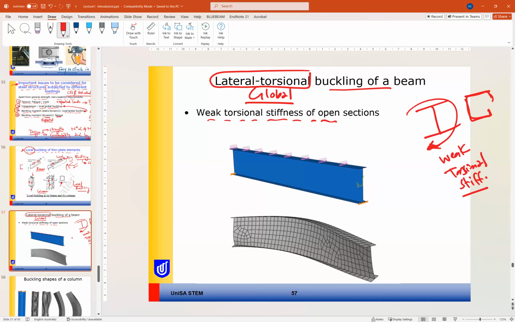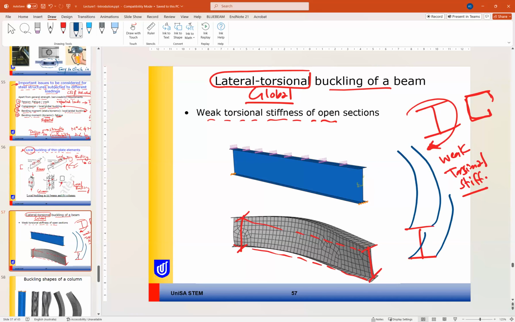So for example, this was our original beam. But the beam has, as you can see, if this is the original beam, the whole beam has buckled sideways, or laterally torsionally, in this direction. So if this is the original beam, this is the lateral torsional buckling. So the whole beam has buckled, not only one point. So I will just draw it again.